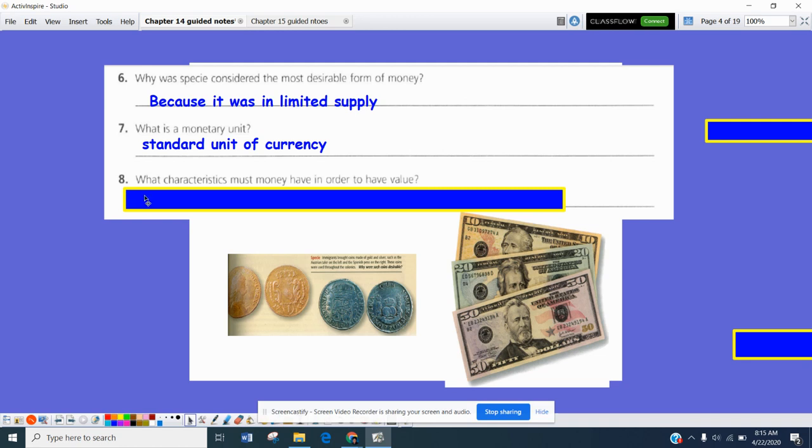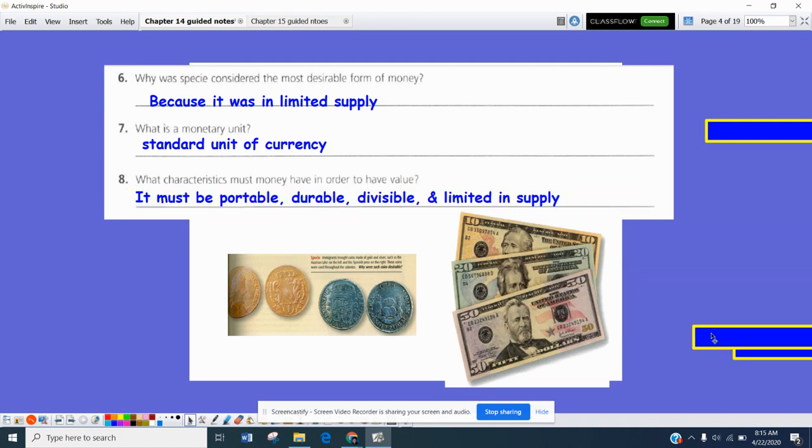What characteristics must money have in order to be of value? Got to be portable. If money was really heavy to carry around, we probably wouldn't carry it. It's got to be durable, meaning it's got to take some punishment. So that's the reason why in this day and age, our paper bills are not entirely made out of paper. They're a little bit of cloth, like cotton. So that way, if they get wet, like going through the washing machine, they don't fall apart.